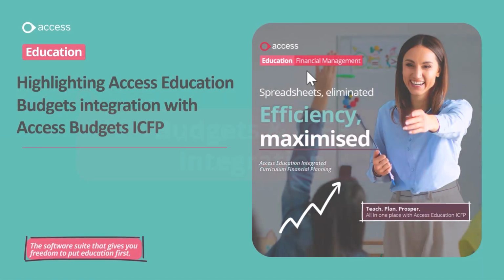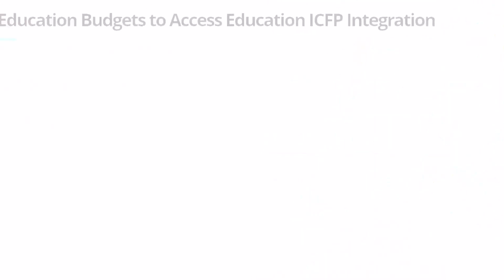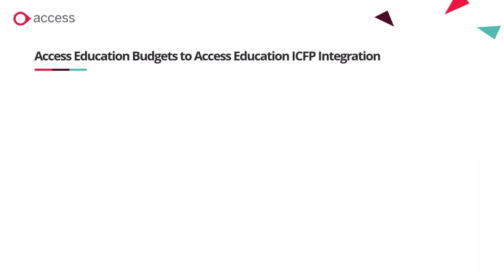In this video, we're going to demonstrate the ease and efficiencies of using Access Education Budget alongside Budget's ICFP. This highlights the integration and movement of data within one solution to ensure accurate and timely information to aid strategic decision making on your curriculum resource plan and budget forecasting. There are 7 key areas that will benefit the integration between Education Budgets and Education Budgets ICFP.